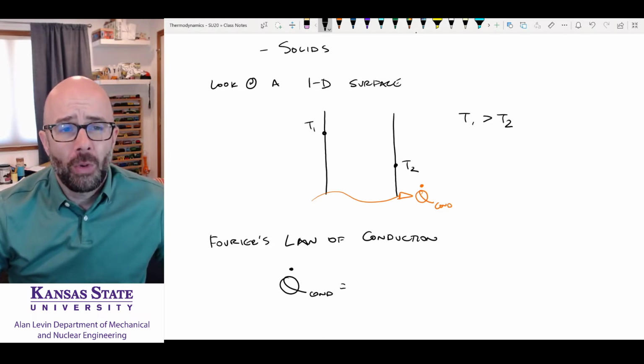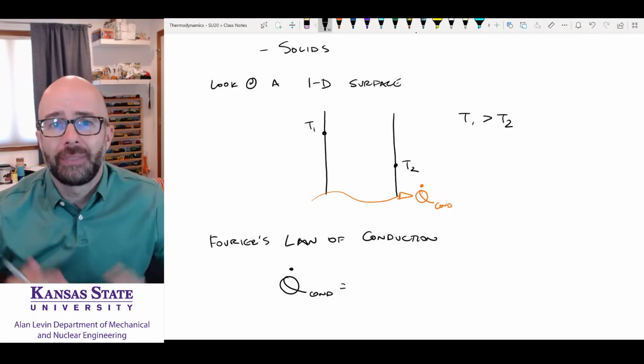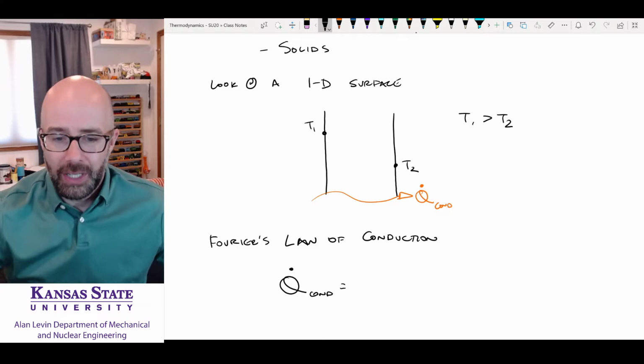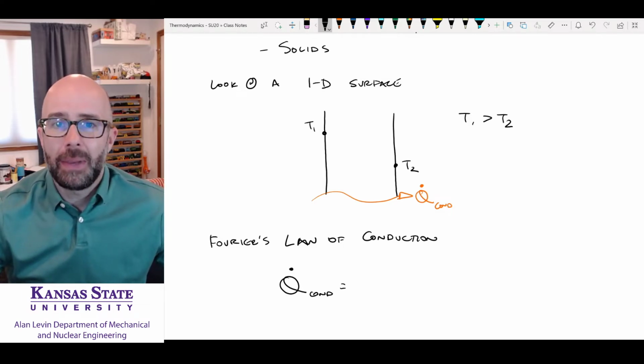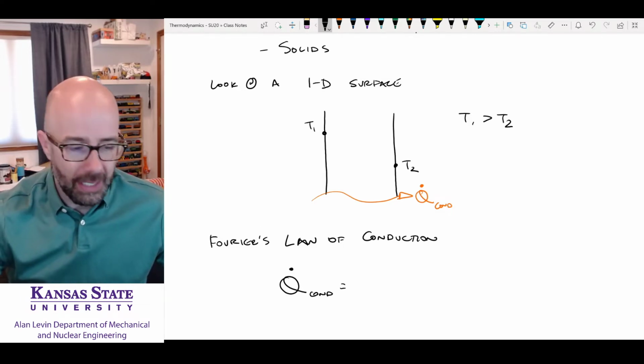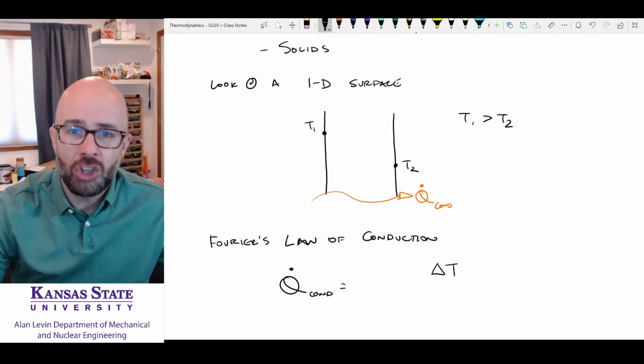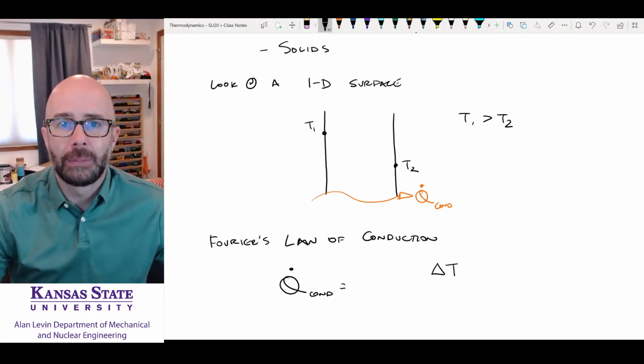Okay. So hopefully you paused. If not, well, I can't force you to do that, I guess. But what are some things that you thought of? Well, the first thing that you need to know for conduction is there's got to be a delta T. So let's put that in that equation. There's got to be a change in temperature for there to be conduction at all.